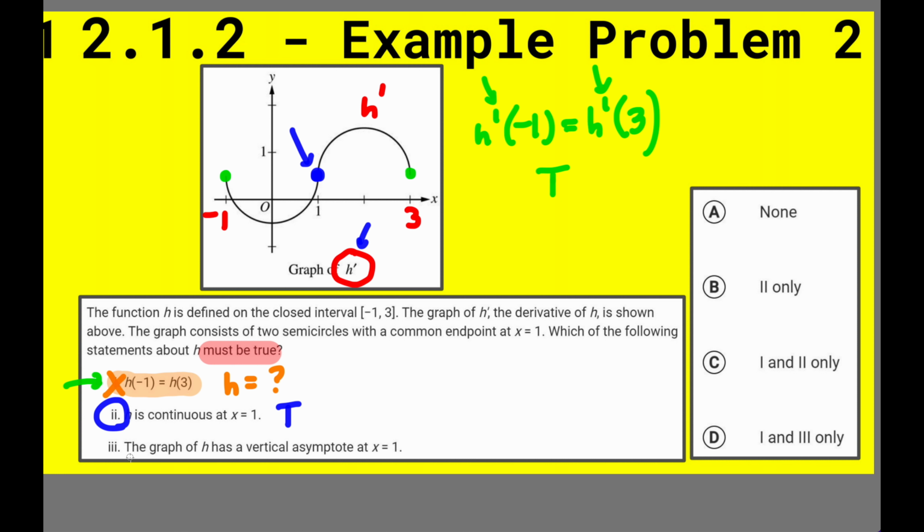The next one here, the graph of h has a vertical asymptote at x equals 1. That is actually impossible because if h had an asymptote right here, then there would be no derivative here. The derivative actually exists there because the graph of h prime is there. So because there's a derivative there, that means there can't be an asymptote there, because if there was, you couldn't have the derivative, because asymptotes are discontinuous. So it's not that one either. So the answer for this one is B.